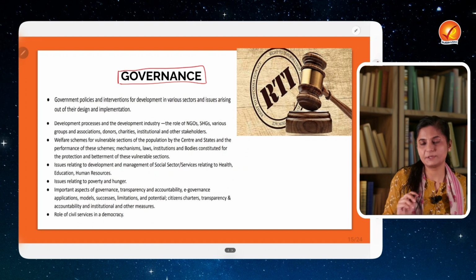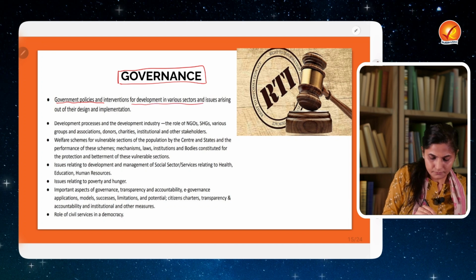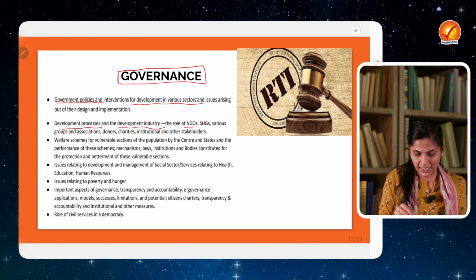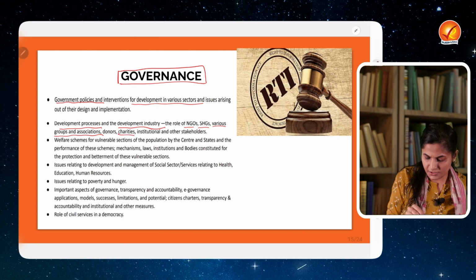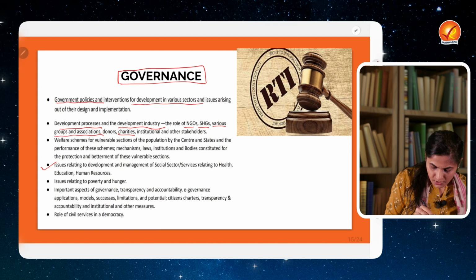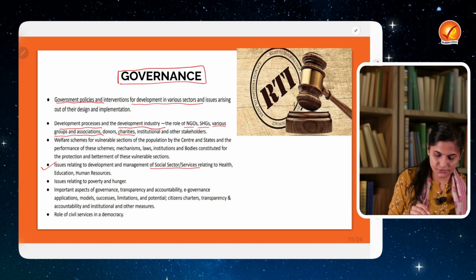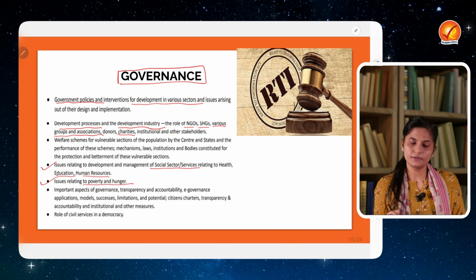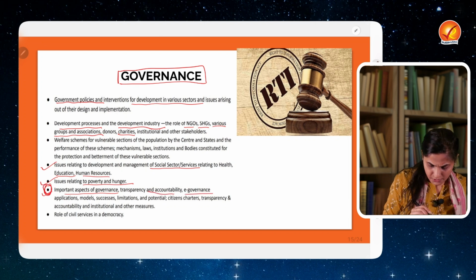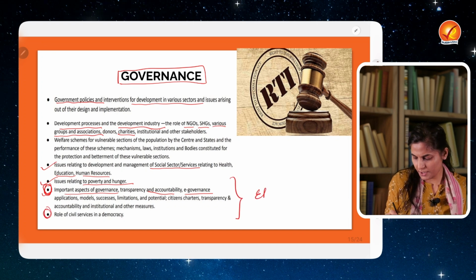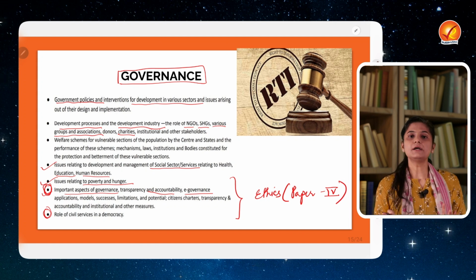Then you have the governance aspect as well, and social justice is also included. Then various policies, government interventions for various sections in various sectors. Then development processes and the development industry. So, NGOs, role of NGOs, role of SHGs, self-help groups and various groups and associations, donors, charities, institutions and other stakeholders. Then you also have various issues related to social sector services, that could be health, that could be education, employment, human resources, etc. Then issues related to poverty and hunger. Then other aspects of governance, transparency, accountability and e-governance. Now, this particular aspect is also common, and this also. These both are also part of your ethics, that is paper 4. This part will be covered in governance.